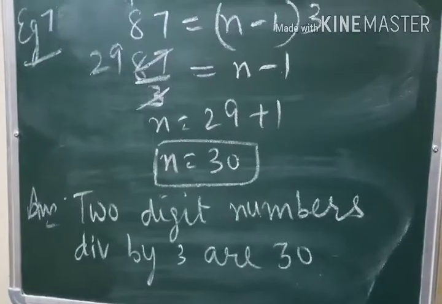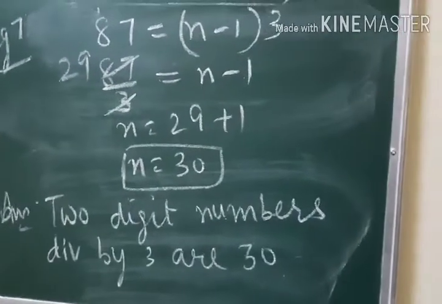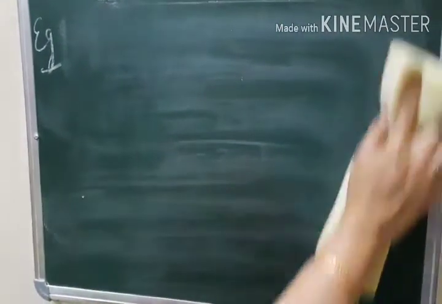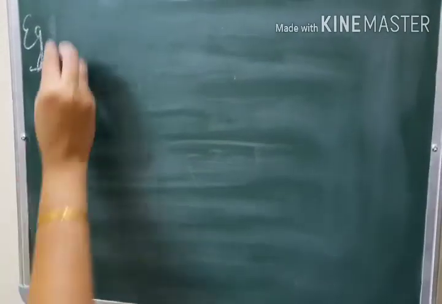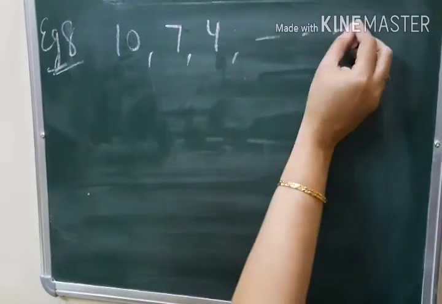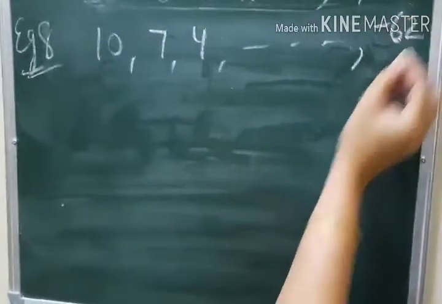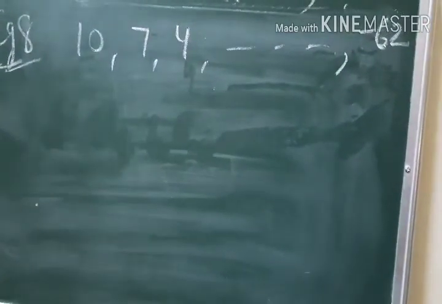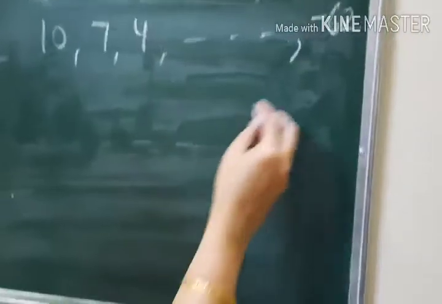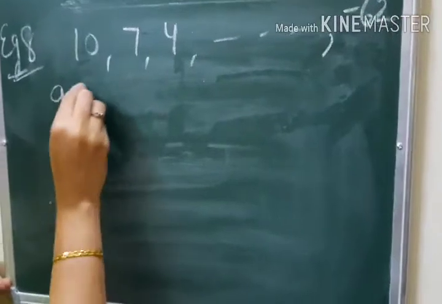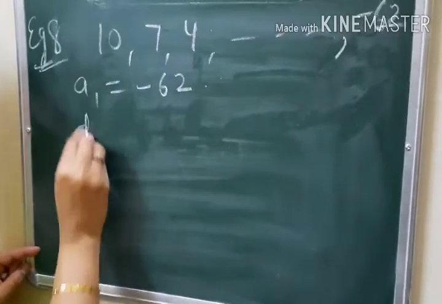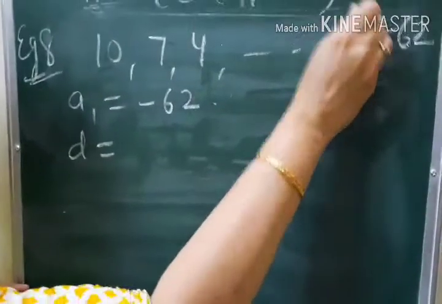Now example number 8 is find the 11th term from the last term of the AP. Now AP is given to you and you have to find the 11th term from the last. AP is 10, 7, 4 and so on till minus 62. From the last means from the back you have to find the 11th term. Now from the back if we are finding, that means this is my A1 now. A1 is minus 62.